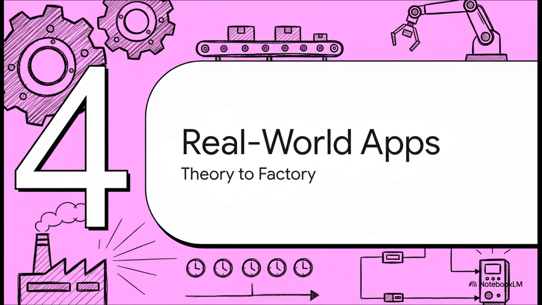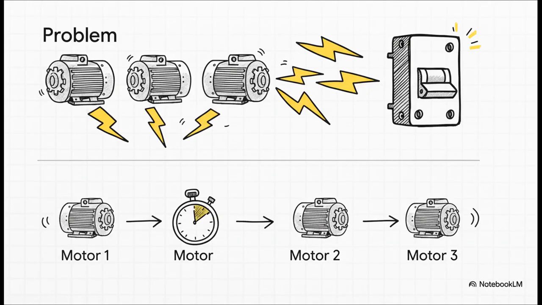Okay, that's all great in theory, but where does this stuff actually get used? Let's step away from the code and onto the factory floor to see how this simple timer solves some really big, real-world problems. A classic example is staggering motor startups. If you try to fire up 3 massive motors all at once, you get this huge inrush of current that can trip the main breaker and shut the whole place down. So what do you do? You use a TON timer.